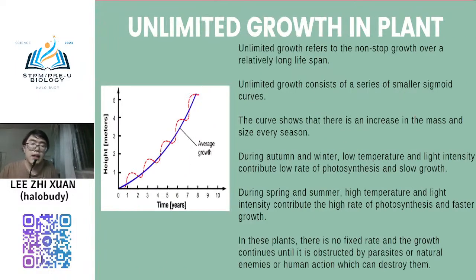And another one is unlimited growth. Normally this only occurs in plants with secondary growth. It will not occur in humans. Humans have limited growth, and in the end we will die. Unlike the plant, which can grow unlimitedly.